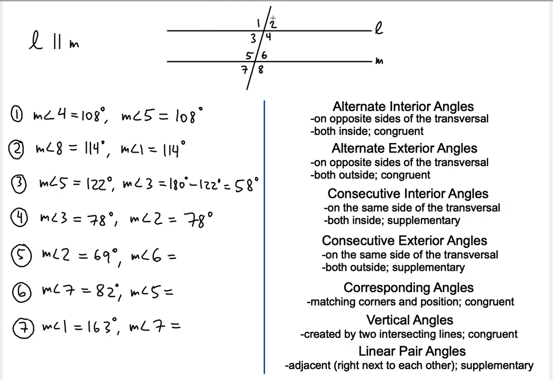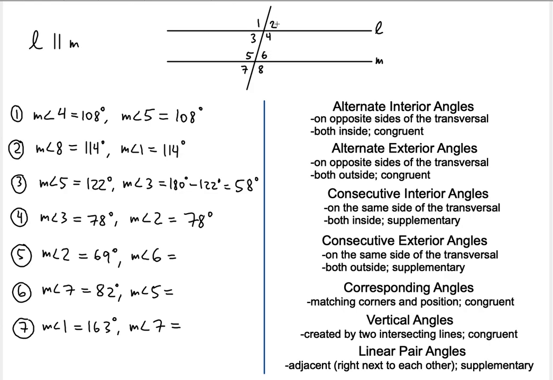Next one, 2 and 6. As you can see, they're on the same side, so alternate does not work. You might ask, why does consecutive not work? Consecutive will not work because in the interior and exterior case, they must both be either outside or inside. In this case, 6 is inside because it's above line M, but 2 is outside line L. It's not inside like 4 was. Like 4 and 6, you knew were consecutive interior angles, but 6 and 2 don't relate that way.